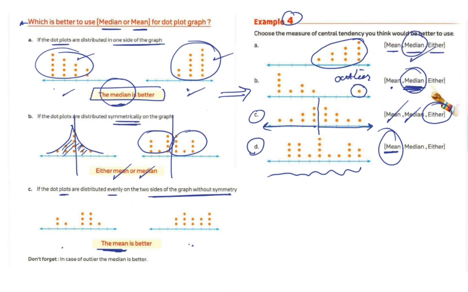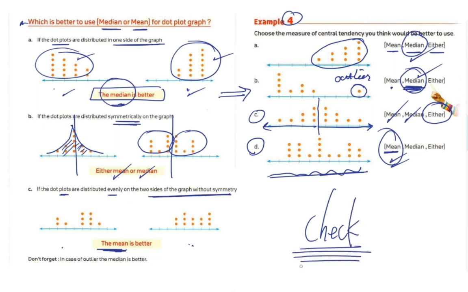So if you have an outlier in your graph, use the median. If you have symmetric, any one. If you have a group to the right, to the left, use the median. If you have it just randomly distributed like this one, I will use the mean. And this is the only case I use the mean to describe a group of data. Finish the lesson, but the last thing, I will check all of these ideas.